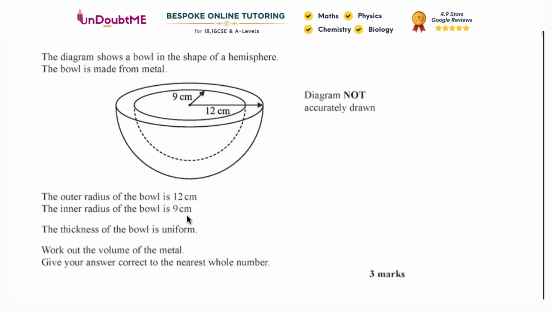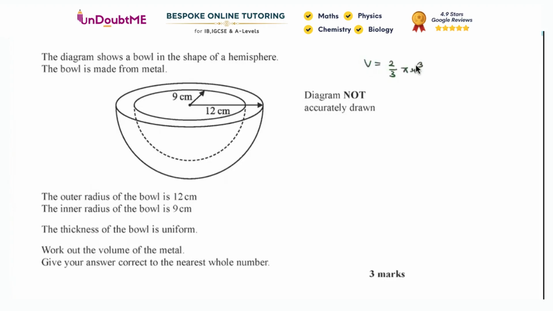We will consider everything as per the requirement. Outer radius and inner radius are there in the diagram. Thickness is uniform. Work out the volume of the metal. Now we just need to find the volume of metal used over here. For that, we should know the volume of a hemisphere, which is 2 by 3 pi r cube.